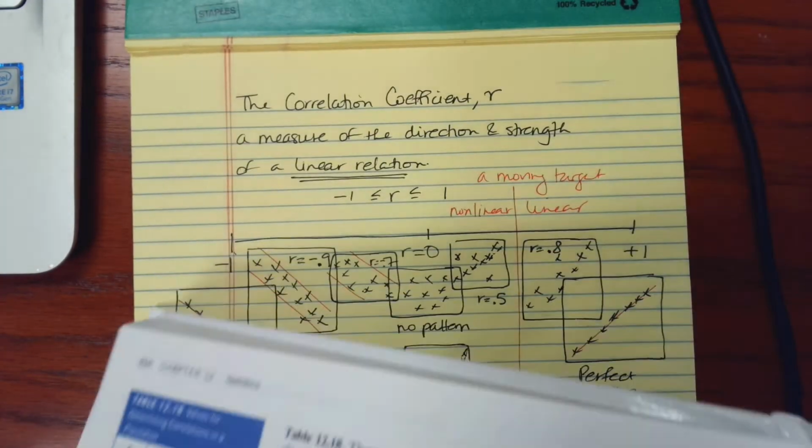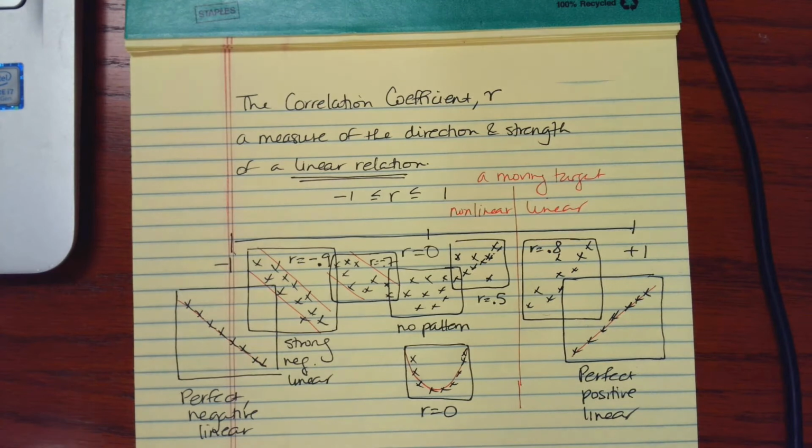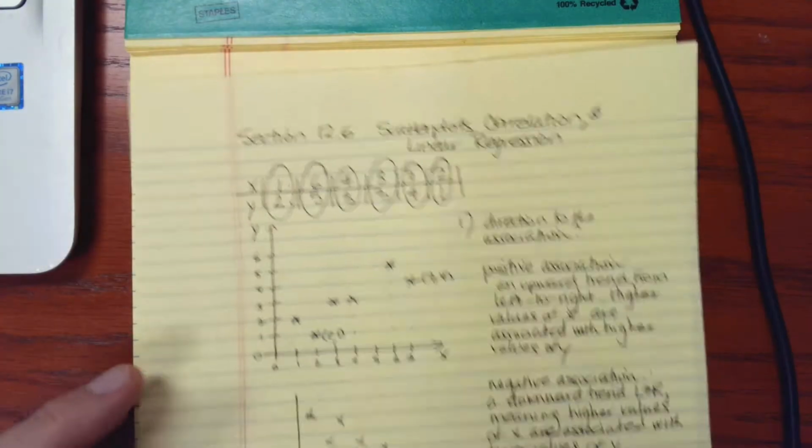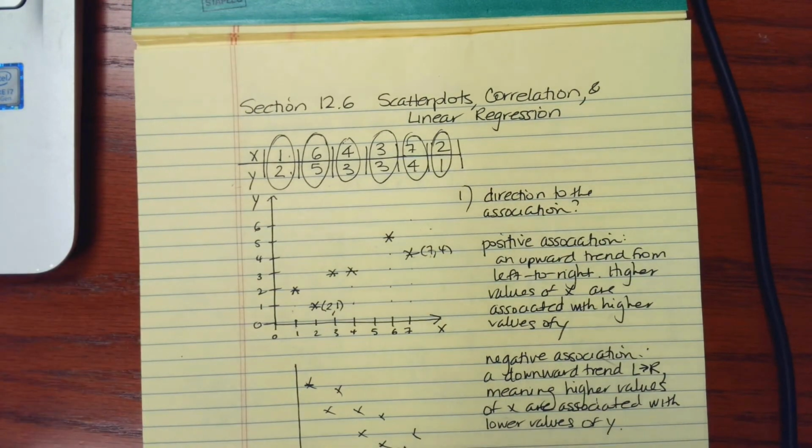So let's go to our calculator, and I'm going to take the example that I used in the previous video, and we're actually going to calculate the correlation coefficient and then compare it to the values in this table to say if there is evidence of a linear relation.